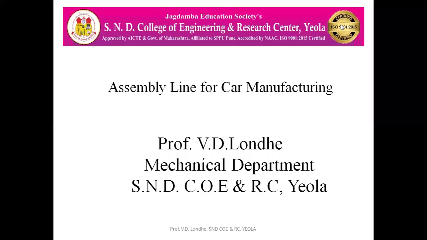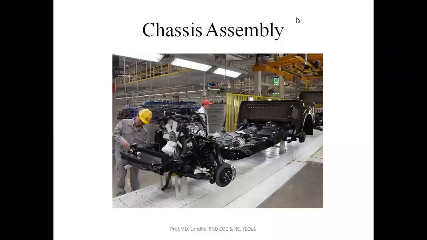Hello everyone. Today we are going to see the assembly line for car manufacturing or any other commercial vehicle manufacturing. So what are the steps that are followed for the car manufacturing process? First of all, there will be chassis assembly. But before the chassis assembly, the chassis has been prepared in the welding shop as per the process sheet line given on the process sheet.